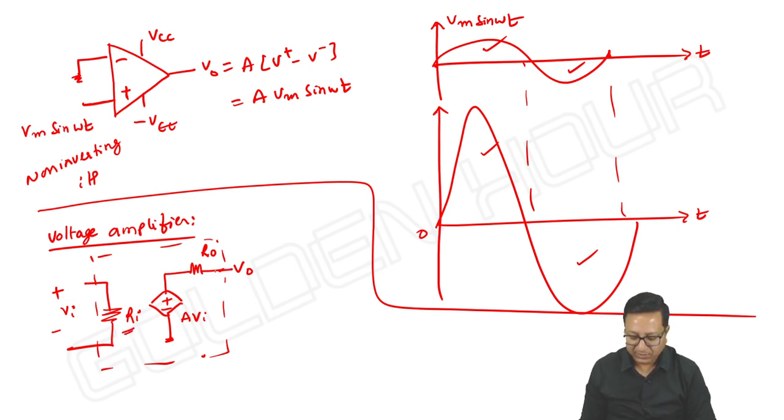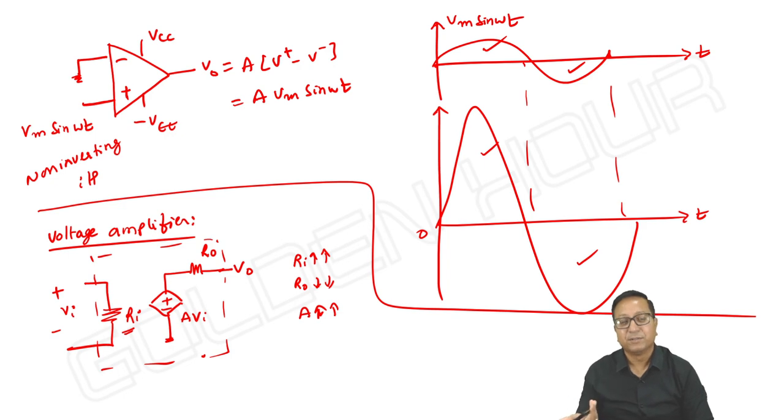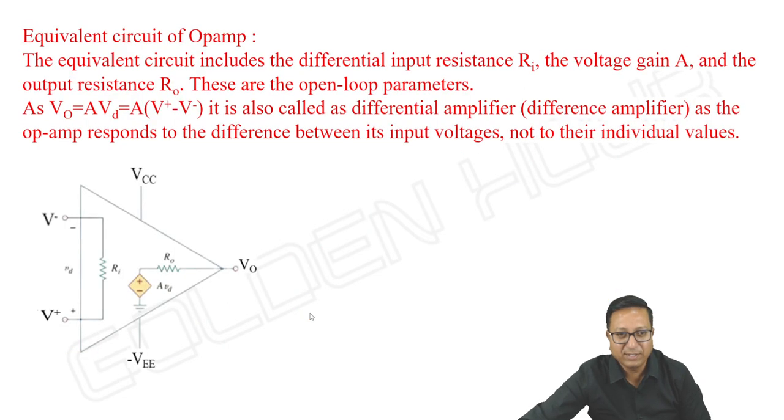So what about the Ri value and Ro value? Ri should be extremely high, we studied, Ro should be extremely low, and gain should be extremely high. These are the requirements of a voltage amplifier. With BJT or FET, you may or may not get all these things as required. We may not get these values while designing a voltage amplifier using them. Whereas the op-amp is an integrated circuit designed in such a way that it provides high input impedance, low output impedance, and high voltage gain.